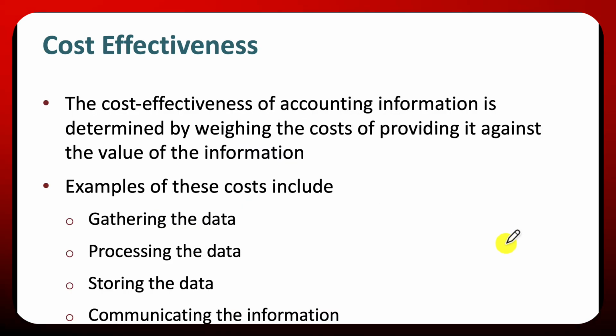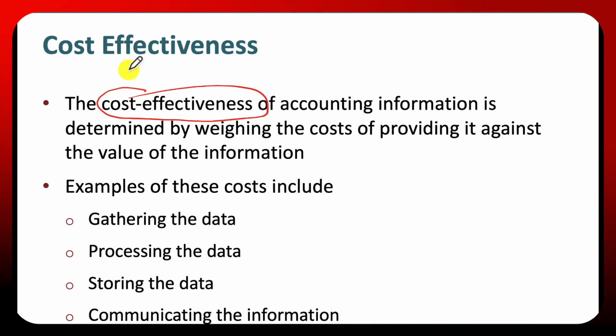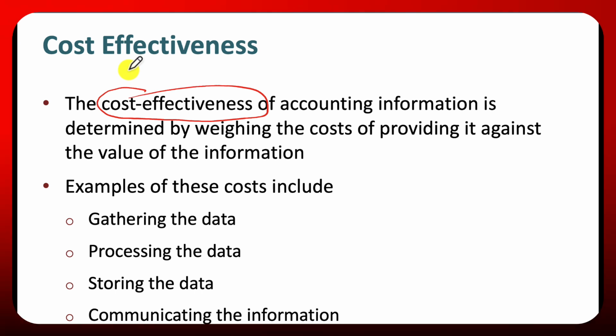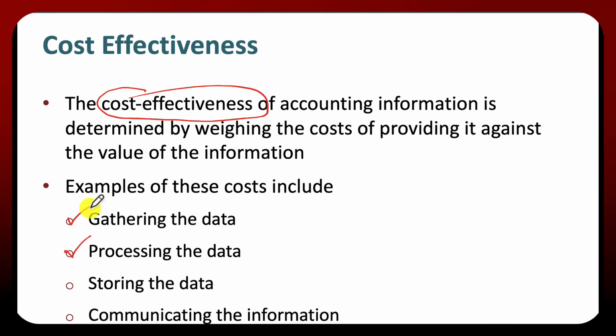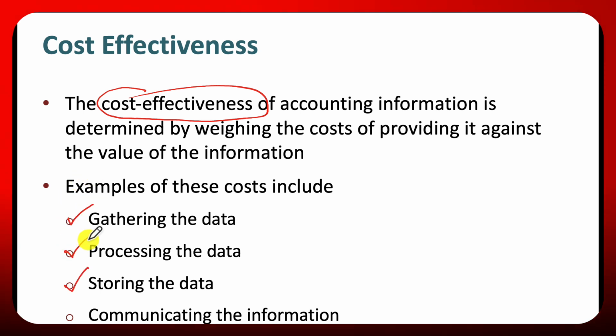Then we move on to cost effectiveness. The cost effectiveness of accounting information is determined by weighing the costs of providing that information against the value that information is providing. Examples of these costs can include gathering the data, processing the data, storing the data, and then communication of that data or information.